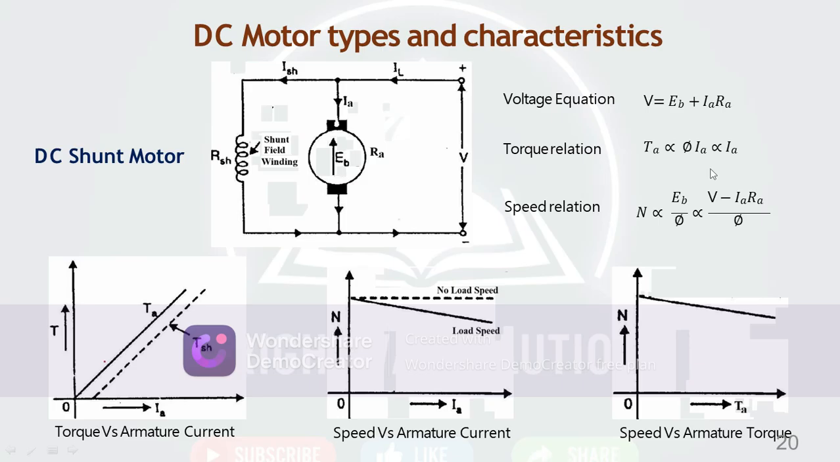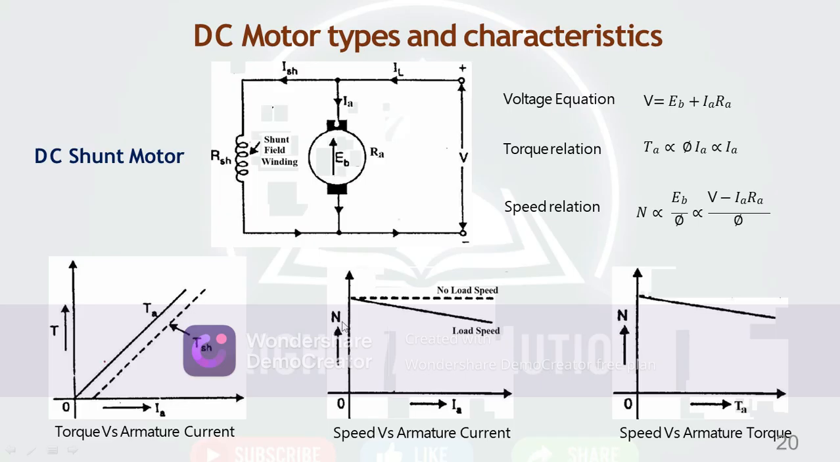Torque is directly proportional to phi and Ia, where Ia is the armature current. Speed relation: N is directly proportional to back EMF upon phi, where Eb is replaced by V minus Ia into Ra. Okay, here is the first characteristic, torque versus armature current. As the armature current increases, the torque also increases.